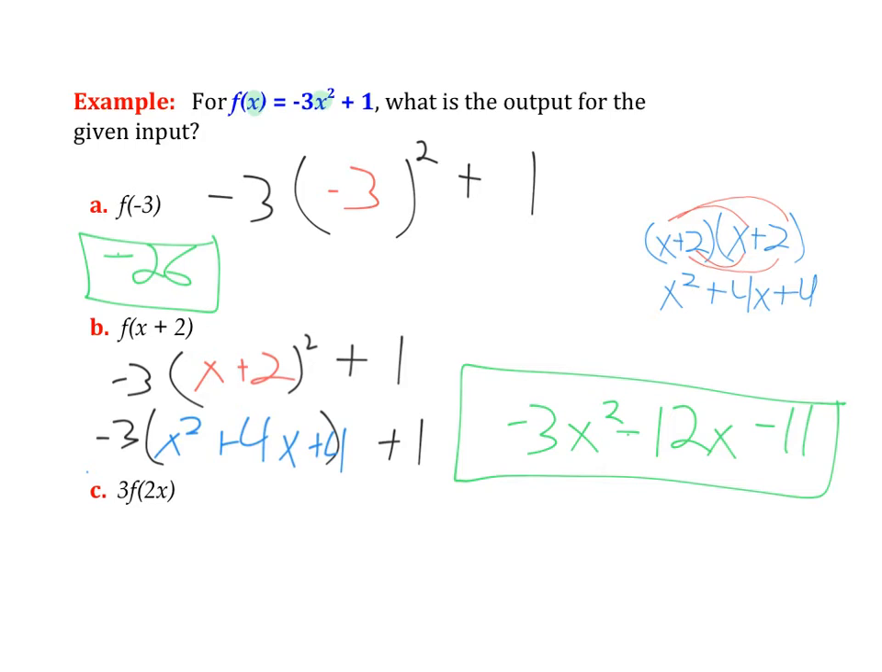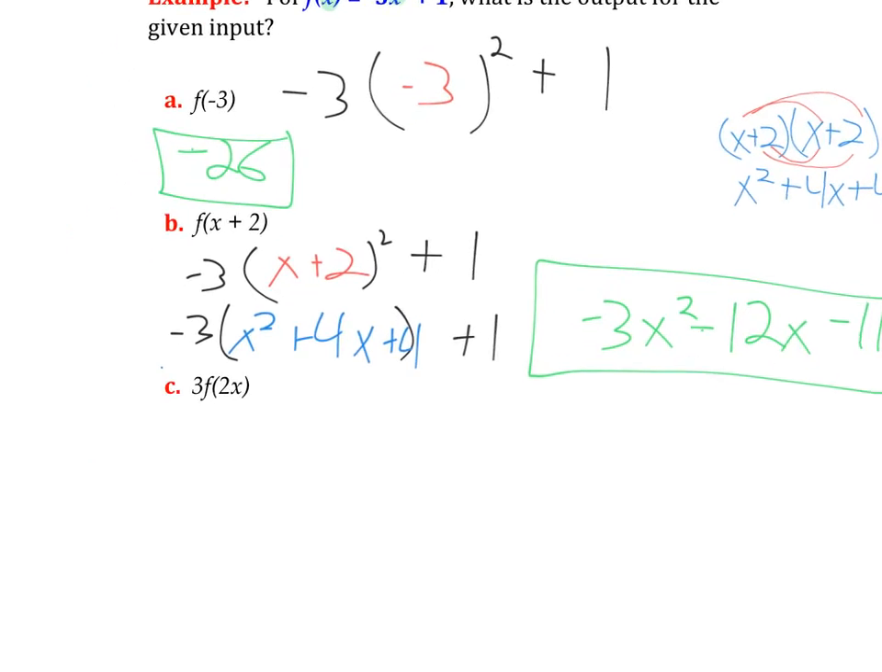All right, and then our last one here, 3 times f of 2x. Well, first I need to plug in 2x for my function, but there's also this 3 that's kind of hanging out. So I'm going to set that off to the side and kind of ignore it to start, but it will come into play. So I'm going to have 3 times -3 times 2x, quantity squared, plus 1.